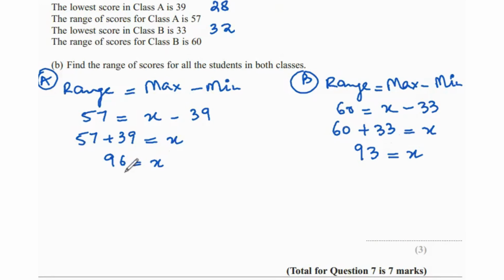Now we have the maximum score in class A and we have the maximum score in class B as well. They're asking us to find the range of scores for all of the students in both classes. So we can see that B has the least score and A has the highest score. So range is going to be 96 minus 33. So 96 minus 33 is 63. So that is the range of scores for all of the students in both the classes.